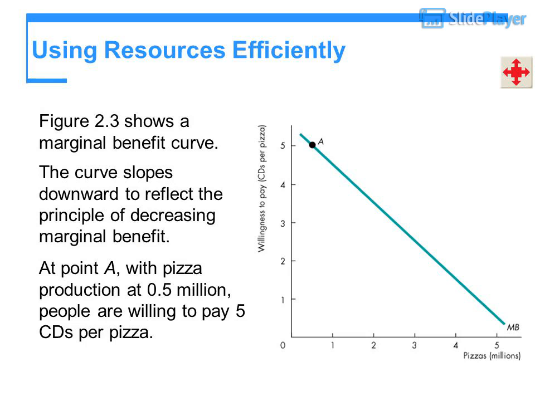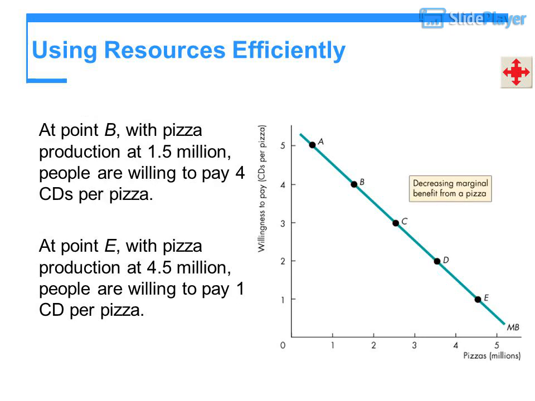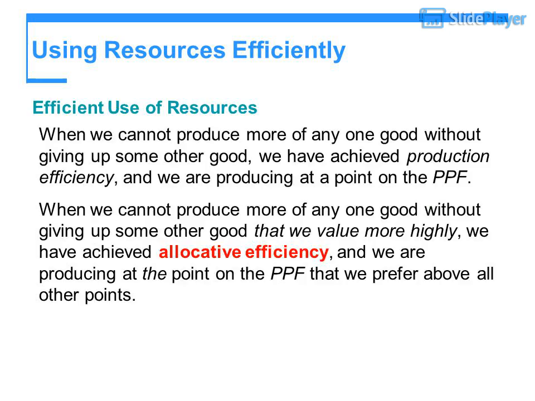Figure 2.3 shows a marginal benefit curve. The curve slopes downward to reflect the principle of decreasing marginal benefit. At point A, with pizza production at 0.5 million, people are willing to pay 5 cedis per pizza. At point B, with pizza production at 1.5 million, people are willing to pay 4 cedis per pizza. At point E, with pizza production at 4.5 million, people are willing to pay 1 cedi per pizza.